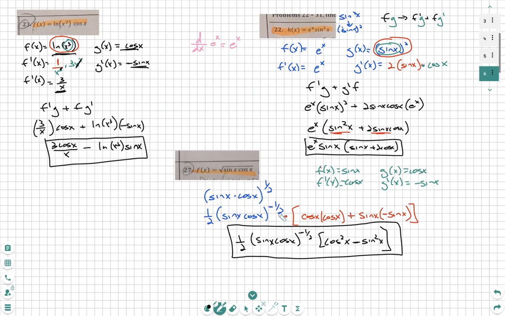All right, so these were pretty complicated chain rules and product rules, both combined. Two of them were product rules that included a chain rule. One of them was a chain rule first and then a product rule.